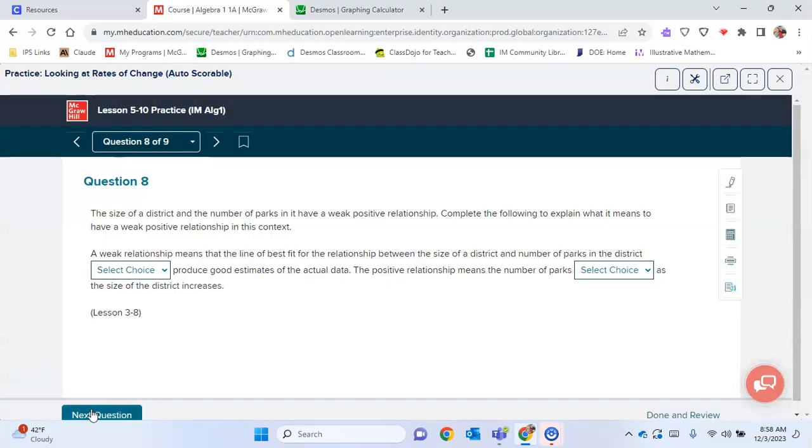Question 8. The size of a district and the number of parks in it have a weak positive relationship. Complete the following to explain what it means to have a weak positive relationship in this context. Well, if it is weak, the number is close to 0, and if it's positive, it's increasing. A weak relationship means that the line of best fit for the relationship between the size of a district and the number of parks in the district does not produce good estimates of the actual data. The positive relationship means the number of parks are increasing as the size of the district increases.